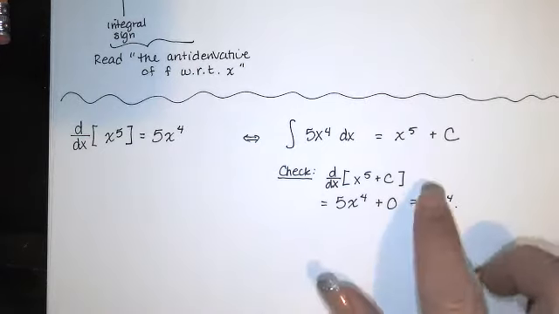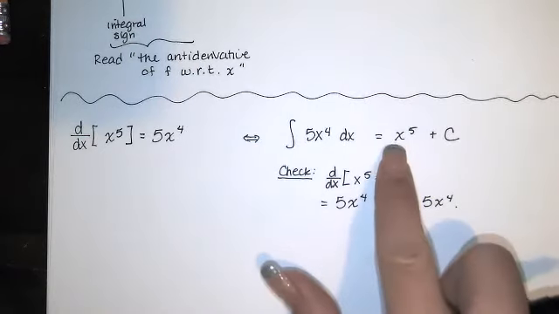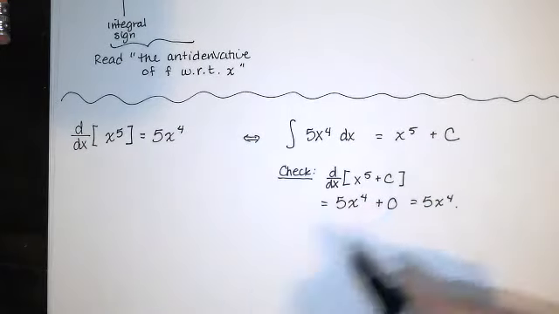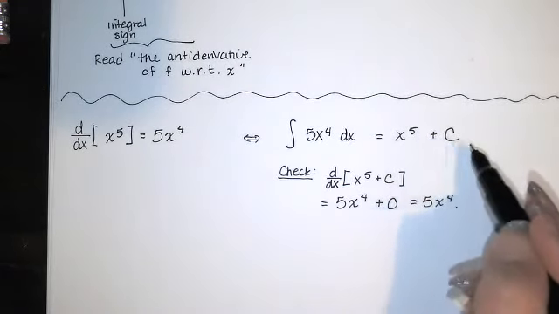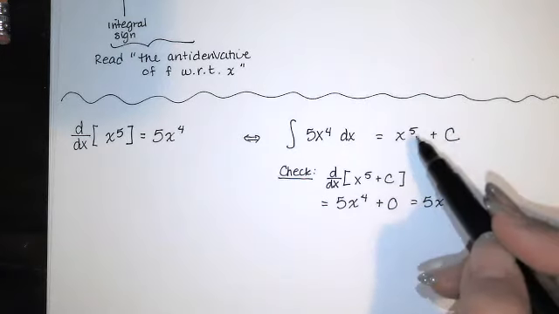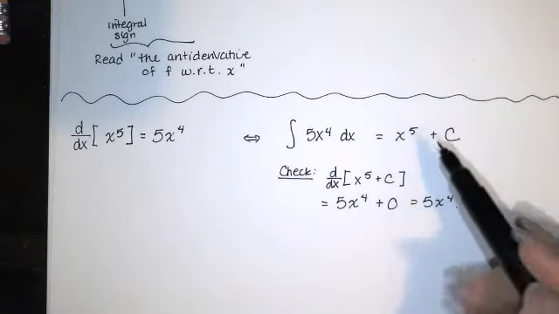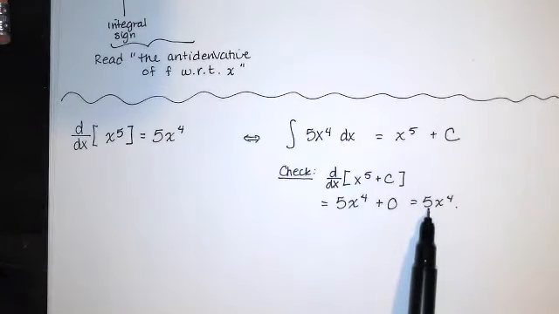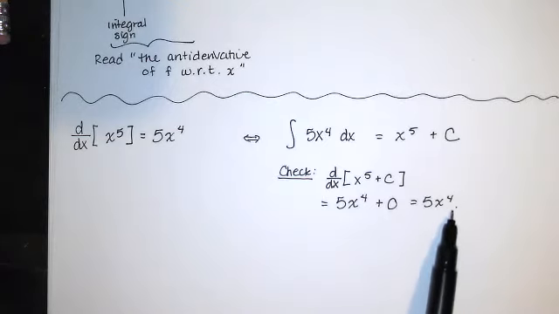Now I say the antiderivative, but what I really mean is I've got a family of antiderivatives right here. All of these functions that are almost exactly the same have the same slope. They all have the slope given by f prime equals 5x to the fourth at a particular value of x. That's the formula for the slope.